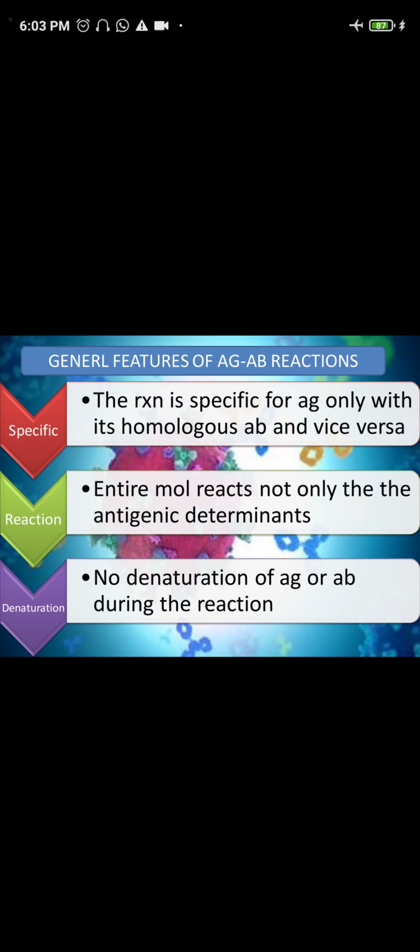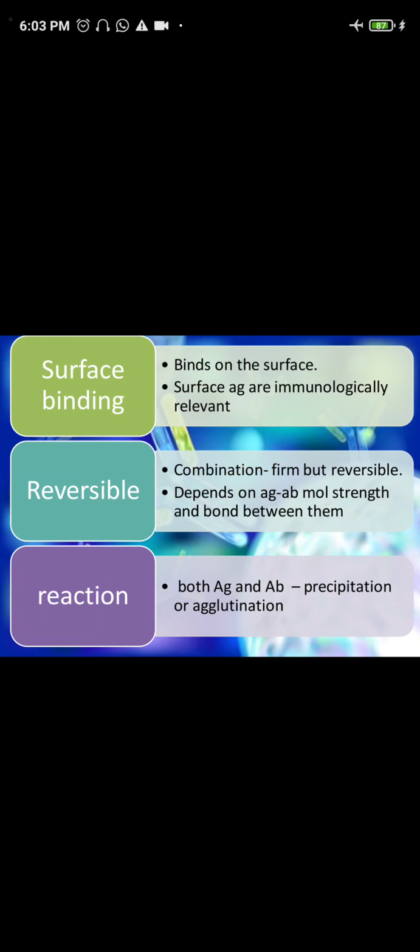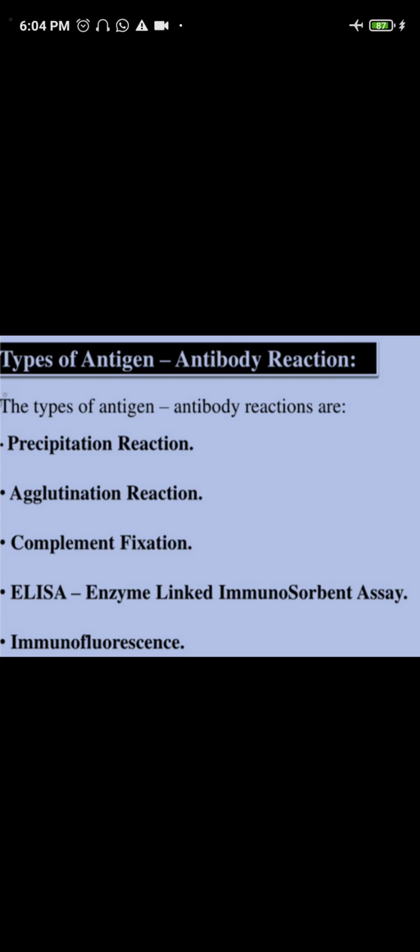Antibody cannot destroy the antigen. Antigen cannot destroy the antibody. They can only form a complex. Next, they bind to each other only on the surface. They do not have the property to penetrate into either one of them. They are reversible. That is, even though an antigen antibody complex is formed, they can be detached from each other. And as a result of the complex being formed, we can see a precipitation or agglutination reaction.